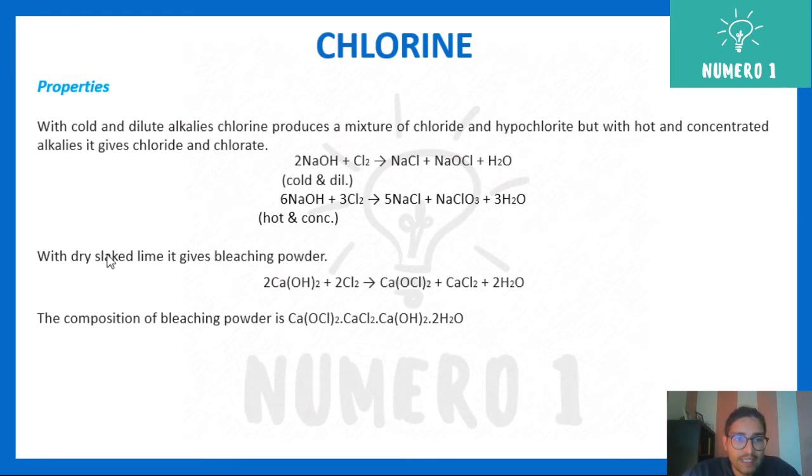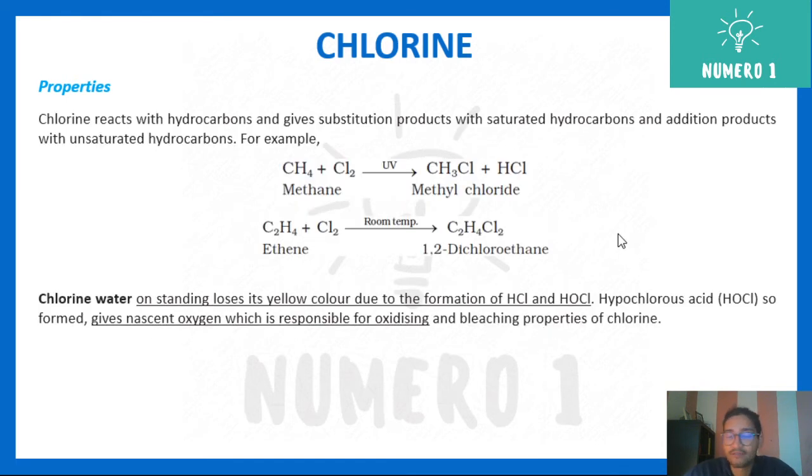Now, with dry slaked lime, it gives bleaching powder. Dry slaked lime with chlorine gives you bleaching powder. The actual composition of bleaching powder is this one, just have a note of it: Ca(OCl)2.CaCl2.Ca(OH)2.2H2O. That's the composition of bleaching powder. It is used for cleaning or as a disinfectant.